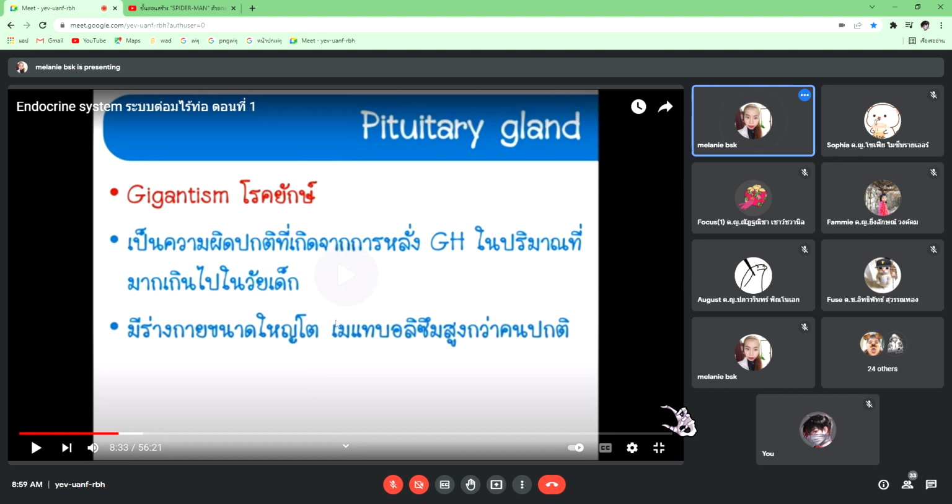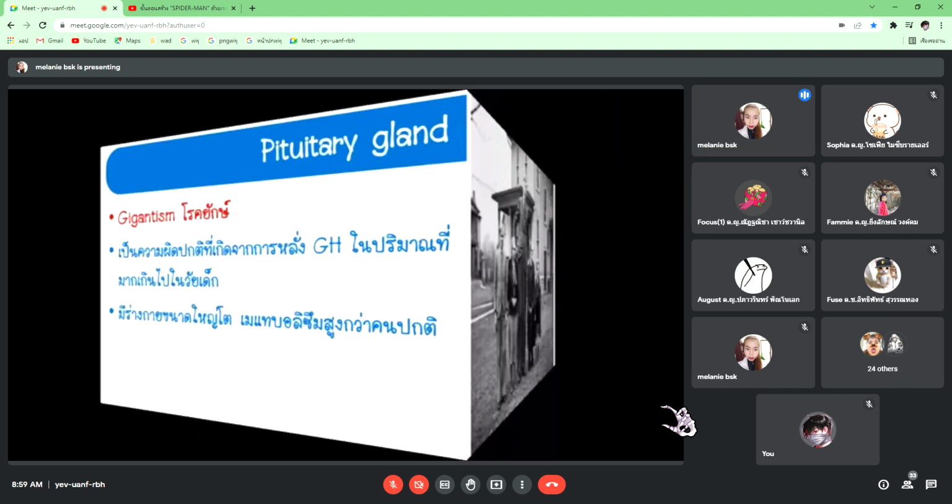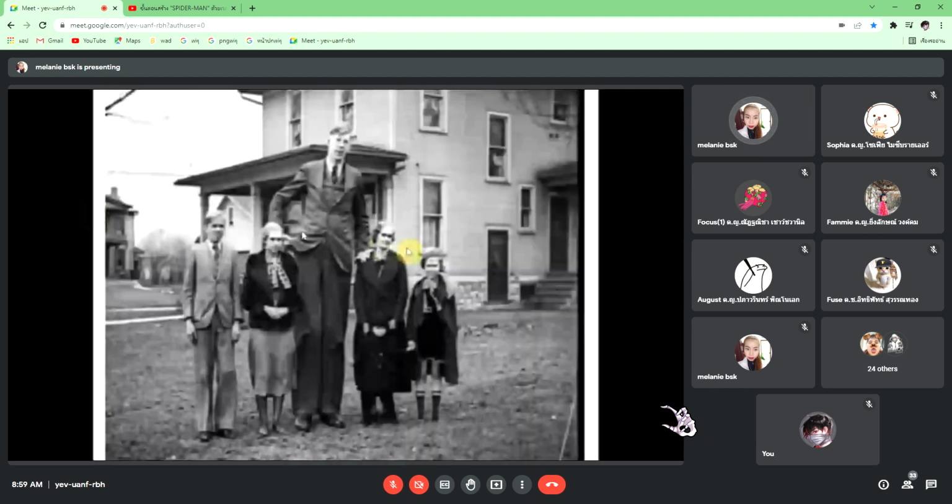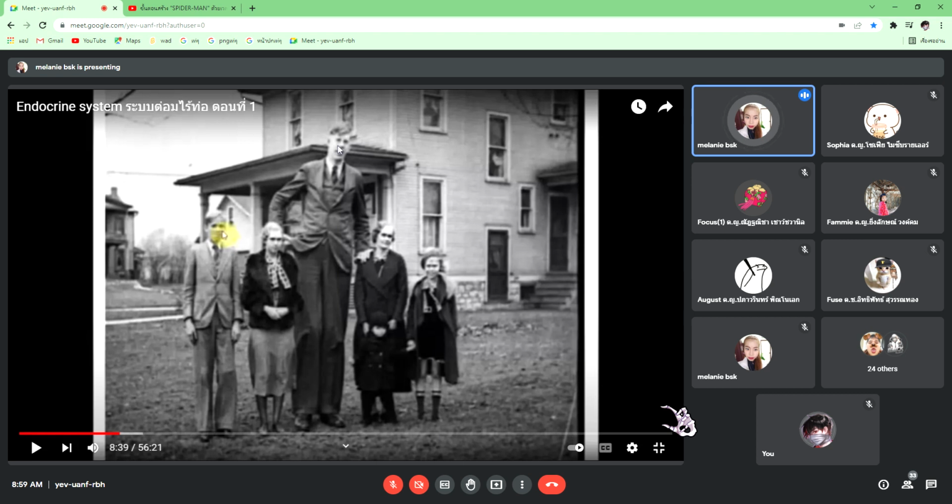Excessive size. Here you go. This is what I am telling you. This man is very tall compared to those women or that one man that he is with. Okay, so this is the normal size. This is the normal size. While this one, oh my goodness, it's very tall. So this is gigantism, excessive growth.